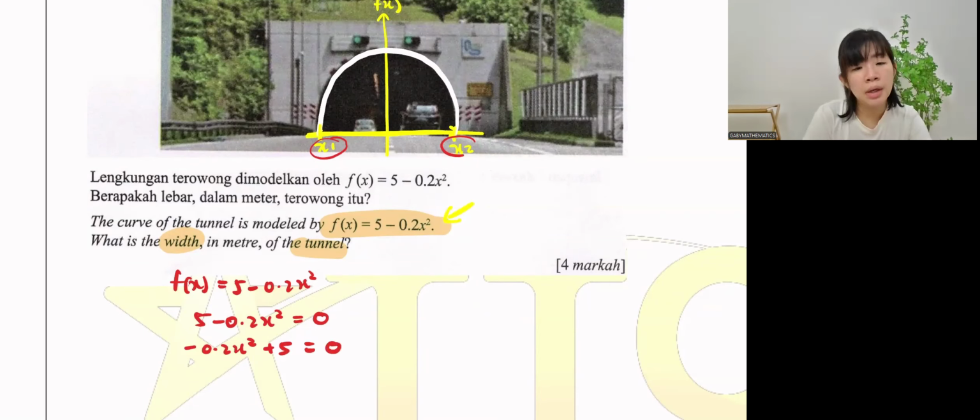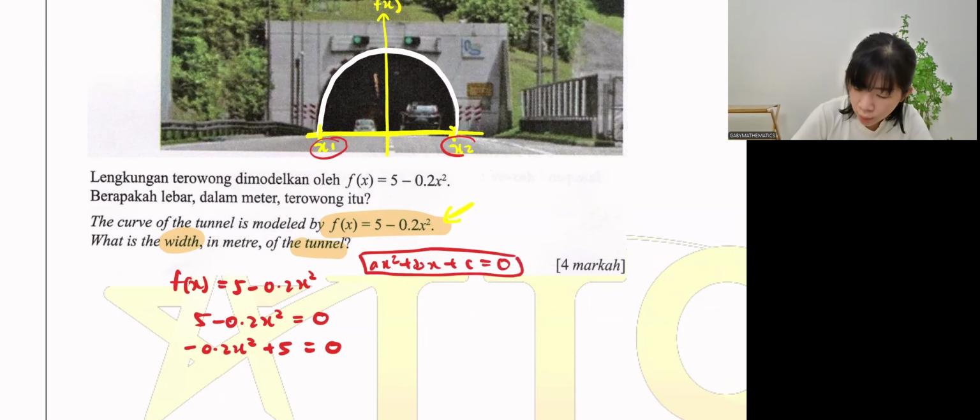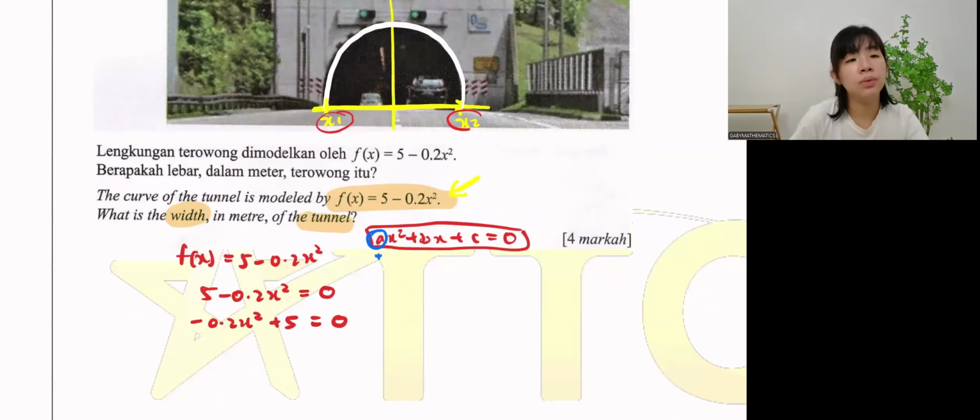equal 0. Okay, guys. When we say ax squared plus bx plus c, there's one more thing we need to focus on, which is the a. Okay, we always keep the a positive. So now the a, you see that is negative 0.2. Okay, so what do we do? How do I make it positive?